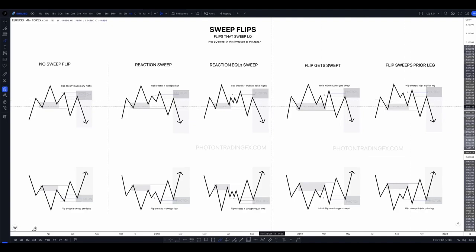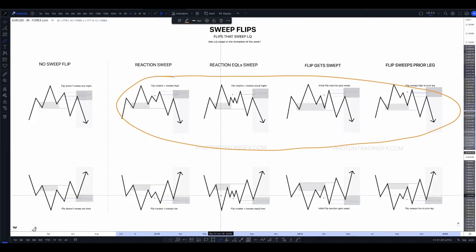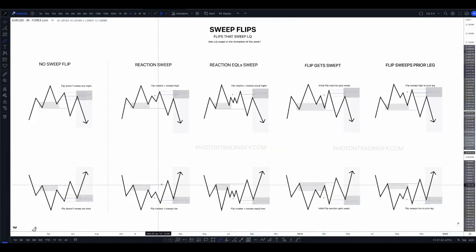Now, some of you might want to be very strict with all of these different ones and you might want to collect stats on them. But for me personally, I view them all as the same, okay? And then likewise, we'll quickly just go over the opposite. You essentially have price come into supply, it reacts, it fails to put in a lower low, but in the pullback of that reaction, what does it do? There's some liquidity here.